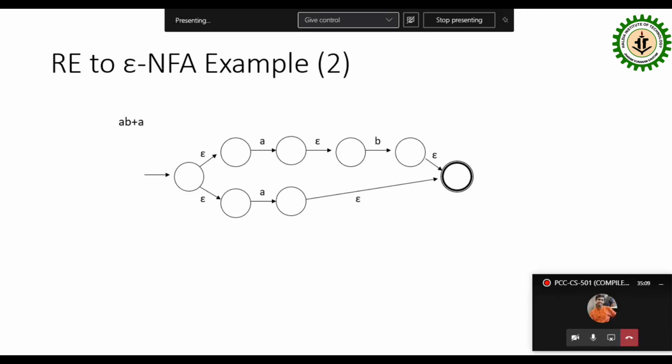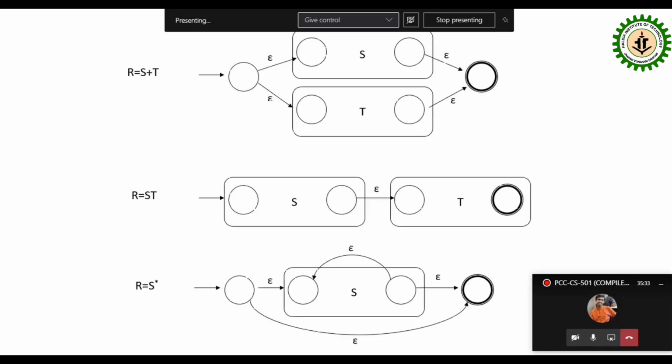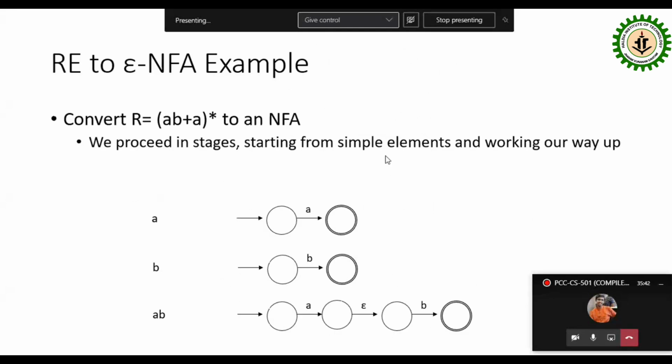Here AB plus A. Plus A means you can reach the final state for AB input, and also you are reaching the final state for A input. So how can we do it? In AB plus A, S is AB and T is A only. So here is the AB, which you already found.